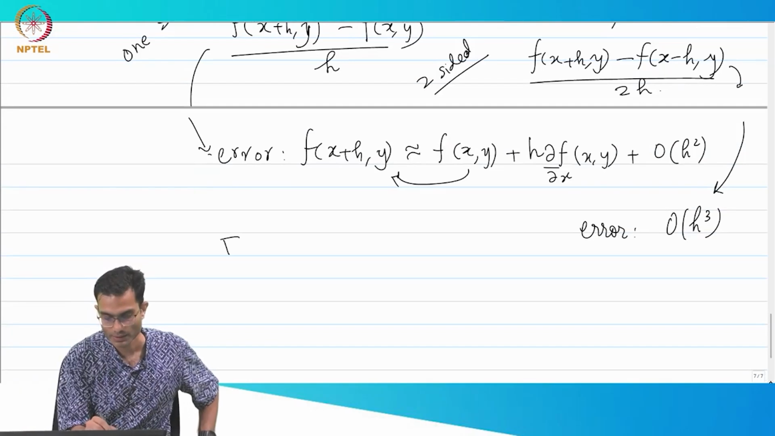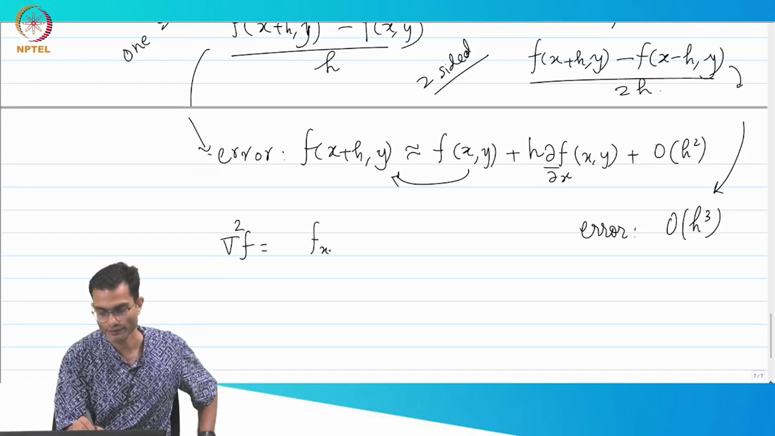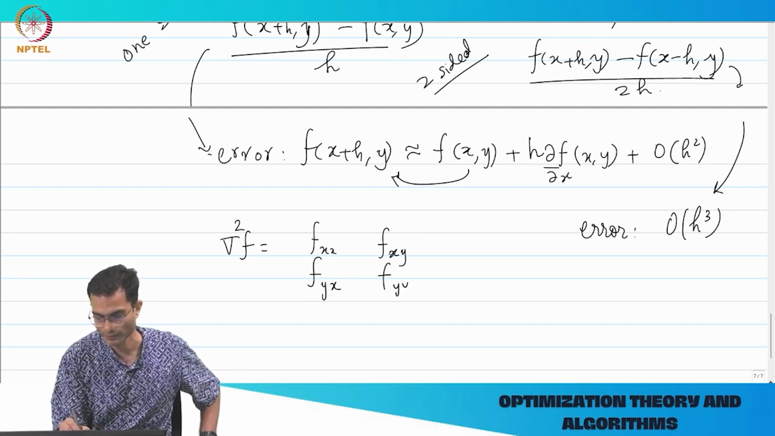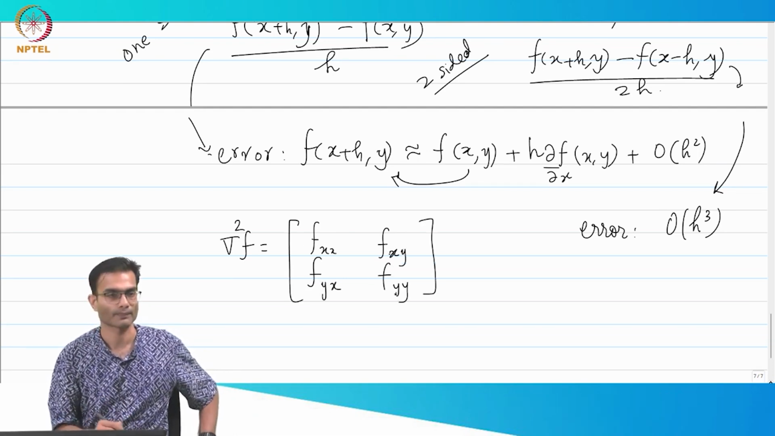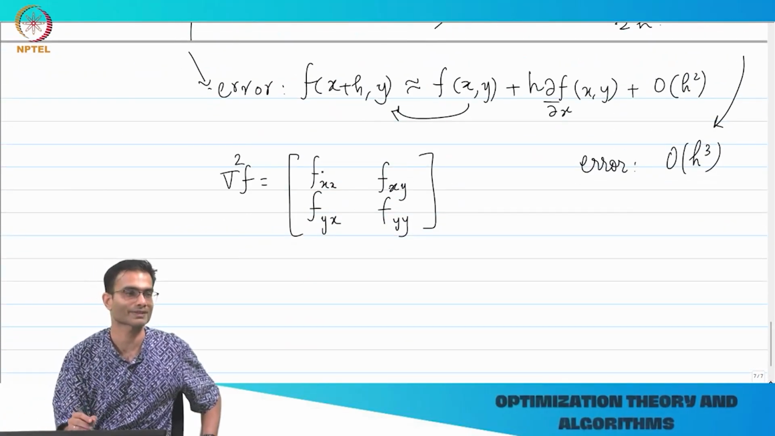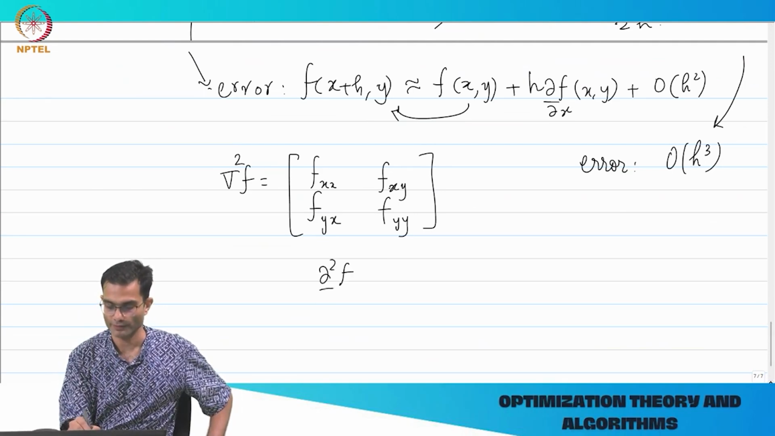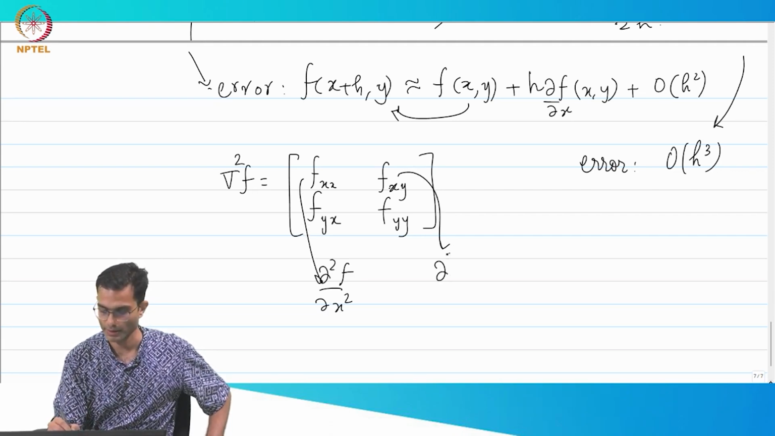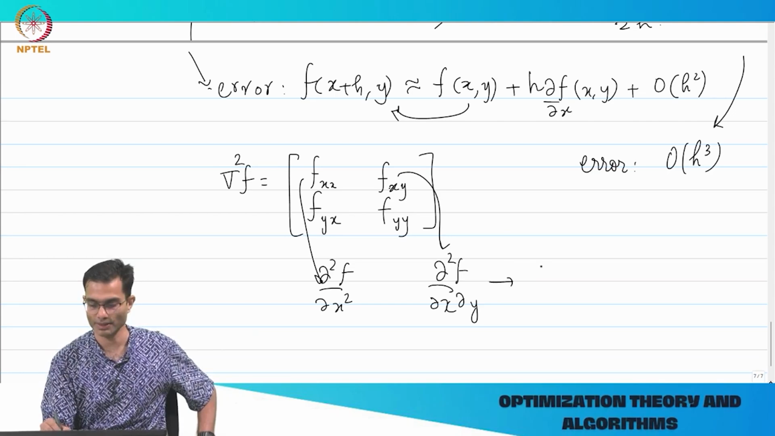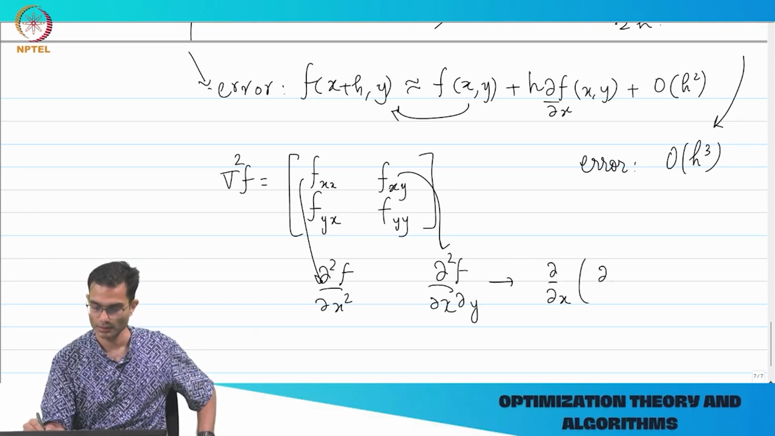Now what is the Hessian of f? fxx, fxy, fyx, fyy. What do I mean by fxx? d2f by dx2, and this is going to be d2f by dx dy. Each of these I can write as d by dx of df by dy.